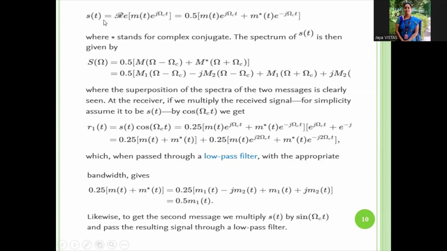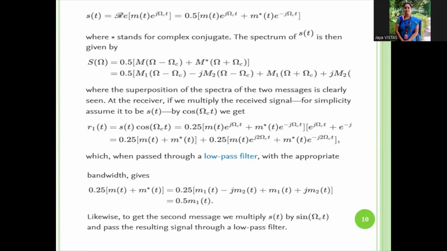The spectrum of s(t) is then given by 0.5 into [M1(omega minus omega_c) minus j M2(omega minus omega_c) plus M1(omega plus omega_c) plus j M2(omega plus omega_c)]. Okay. So it is a superposition of the spectra of two messages. So finally we get the bandwidth. It is 0.25 into m(t) m star(t). Okay. So likewise we get the second message.